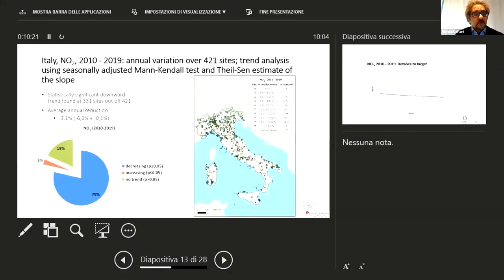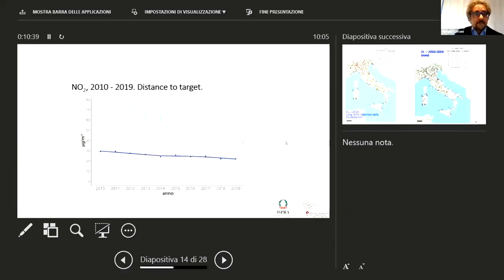Regarding the trend, we have also found a statistically significant downward trend for the large majority of monitoring stations, as you can see from this graph and this map. Also in this case, we have a decreasing trend that can be observed qualitatively in this plot, and the distance to target is, as for PM10, very good regarding the limit value, but the values are still largely higher than the World Health Organization values.